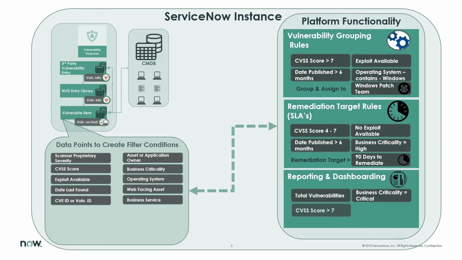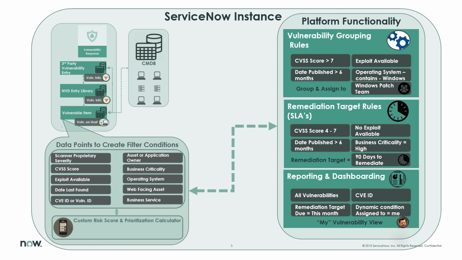Or all vulnerabilities on business critical assets with a CVSS score greater than 7, stacked by business service. Another great report for the CISO. And finally, all vulnerabilities by vulnerability ID with a remediation target that's due this month and a dynamic filter condition to look at all vulnerable items that are assigned to me. That's a great view for my vulnerability dashboard, one I would want to see when I log into ServiceNow.